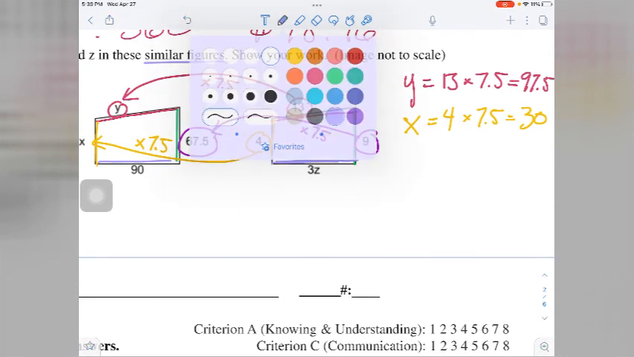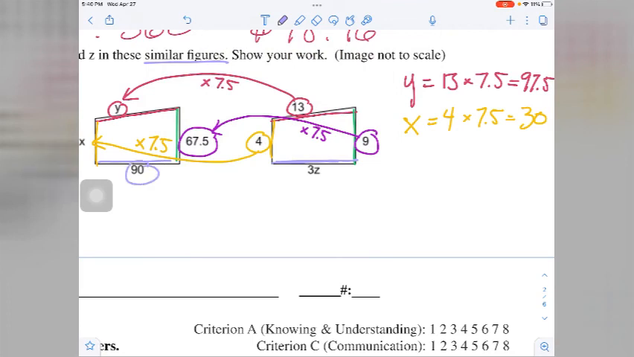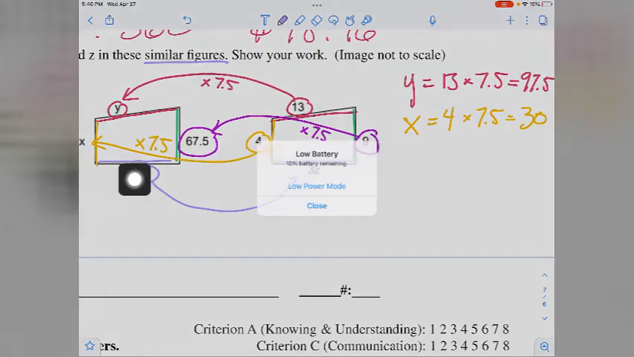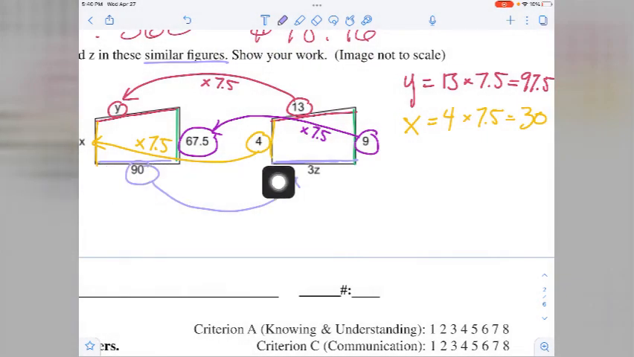To solve this last one, it's a little bit more difficult, so it requires an extra bit of thinking. I know that going this way, I'm multiplying by 7.5. If I want to go the other way, I have to divide by 7.5. So 90 divided by 7.5 gives me 12. That does not mean that z is 12. That means that 3z is 12.